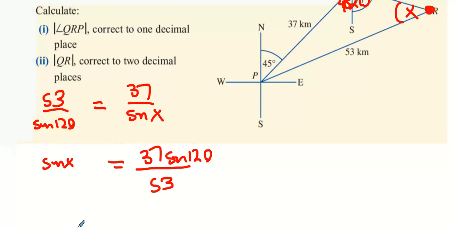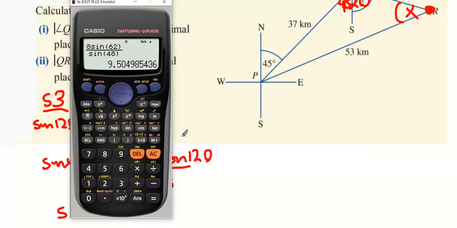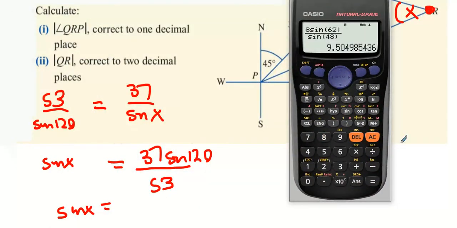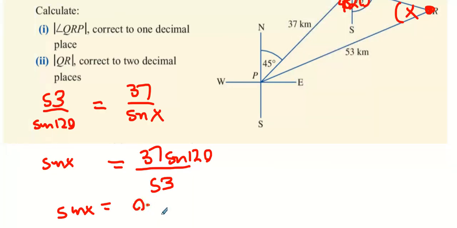Throw all that into the calculator, and what do you get? Paul, do you have this? Okay, so let's get into the calculator, guys, and verify my answer for me. 37 sin 120 divided by 53. 0.605. And then sine inverse that to get the angle I'm looking for.